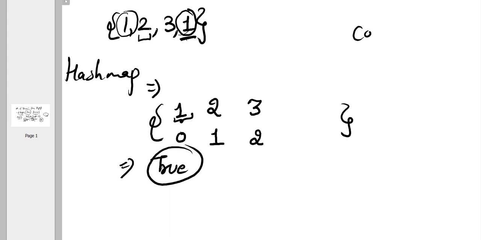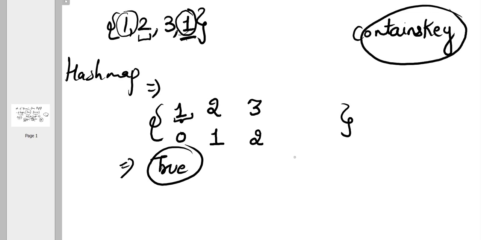So basically we are going to use contains key method to check if that key is already existing in the hash map. If it is already existing, we can return true. If not, we can return false.